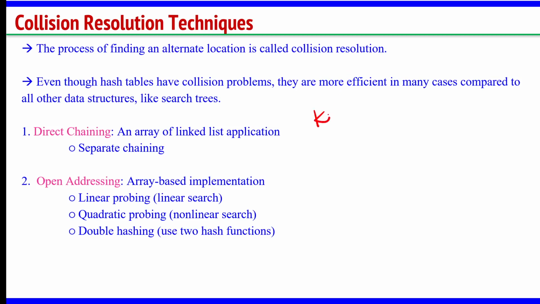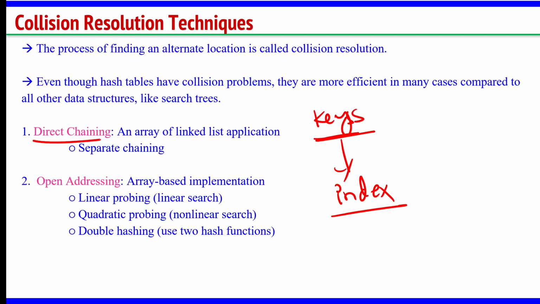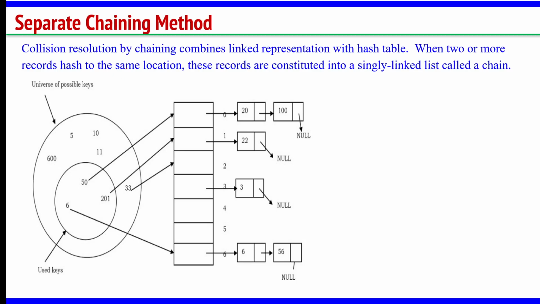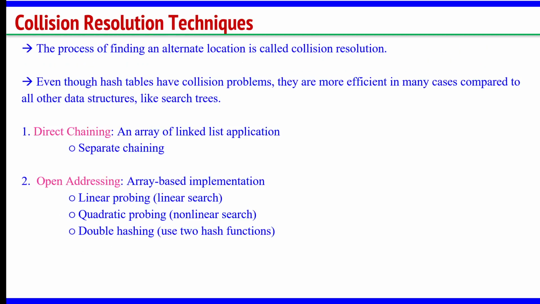When you have certain keys that you want to store into a hash table, sometimes the index generated for different keys is the same. So, collision occurs. Collision occurs when there are multiple keys for which we are getting the same index. Such incidents are called collisions, which can be overcome by direct chaining or open addressing. Let us see one by one. First one, the separate chaining method, that is our direct chaining method.